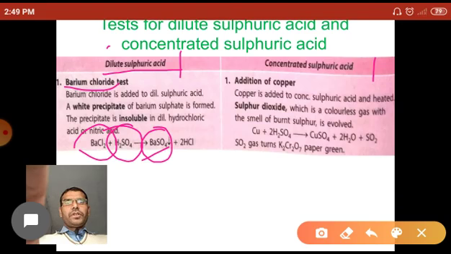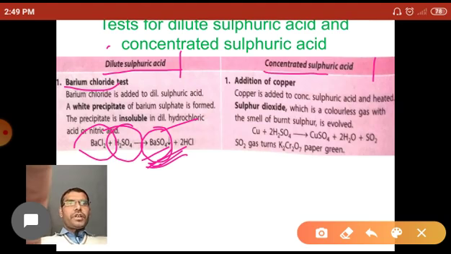So if any dilute acid gives the white precipitate of barium sulfate with barium chloride, then it's proved that the given acid is dilute sulfuric acid. Conc sulfuric acid does not give the barium sulfate with barium chloride, and that barium sulfate is insoluble in dilute hydrochloric acid and nitric acid.